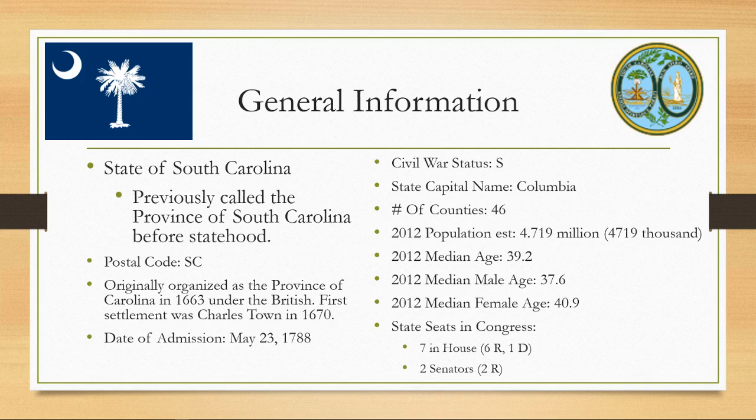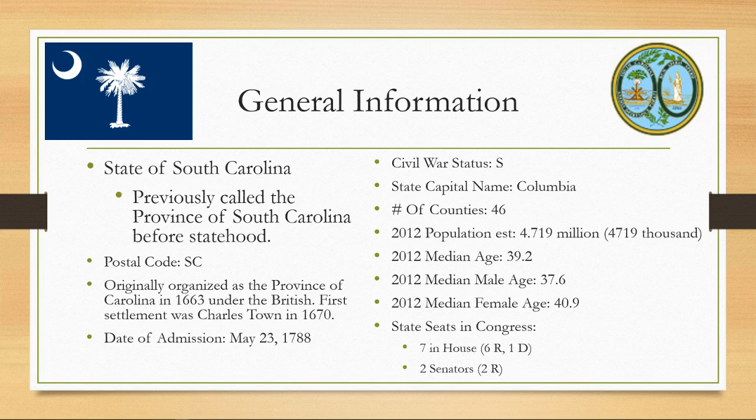in 1670 at Charlestown. Its date of admission into the United States was May 23rd, 1788, and during the Civil War, its status was with the South. It was actually the first state to secede from the Union and become the Confederacy, so that's pretty cool. The state capital is Columbia. There's 46 counties, and then as of 2012, the population was estimated to be 4.719 million.